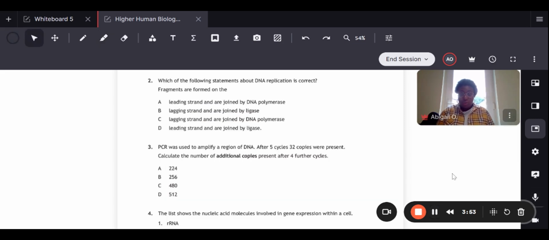Question number 2, which of the following statements about DNA replication is correct? So we're talking here about fragments and a bit about which strand we're joining these fragments together on. So again, in our options, we've got a mixture of leading strand and lagging strand, a mixture of ligase and DNA polymerase as our options there as well.